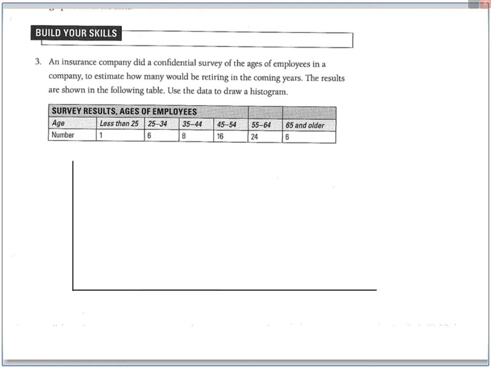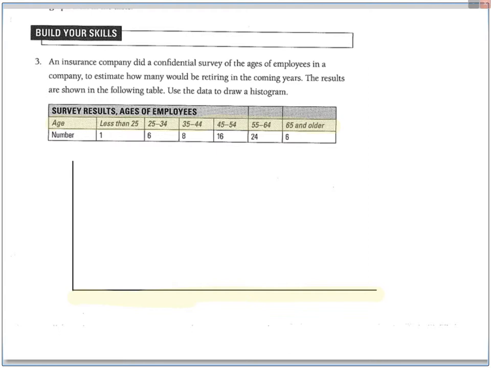Okay, the first row with the age. The first row, I just highlighted it. Where's that going? X-axis or Y-axis? X-axis. Okay. And our bars have to be the same width.